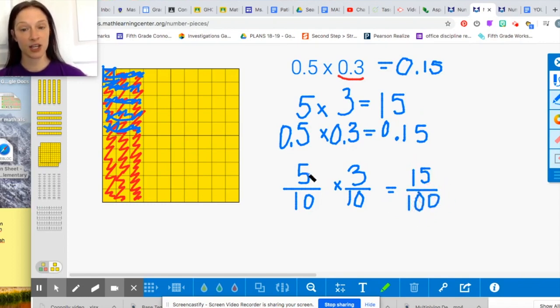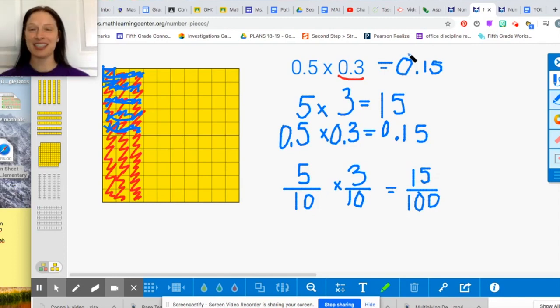Let's make the connection. Numerator times numerator, denominator times denominator. 5 times 3 is 15. 10 times 10 is 100. And we see 15/100ths. You see 15/100ths up here? So many connections coming together. So again, what did we do? We represented. Always good to represent.